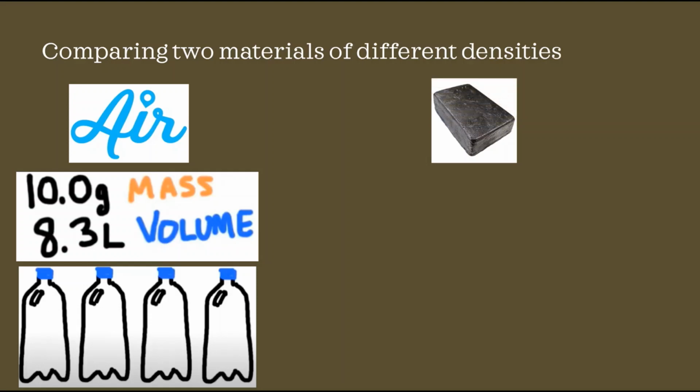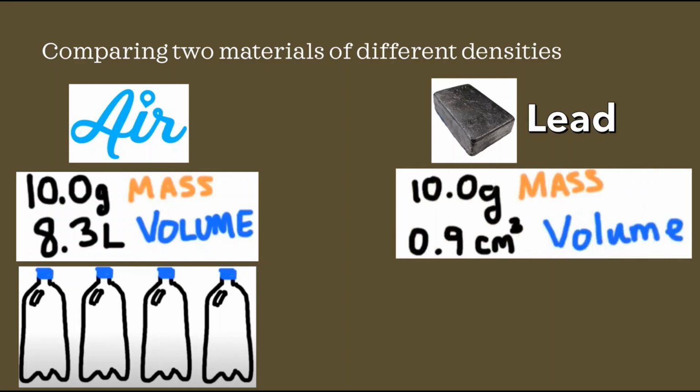Now let's compare with another material, which we call lead. We use it mostly for making pencils, the pencil leads. Here we see that only 10 grams of lead occupies 0.9 centimeter cube of volume. What you can see here is the difference in units of volume in the two cases. One is air, which is a gas, and one is lead, which is a solid. In one case it's liters, and in the other it's centimeter cube.